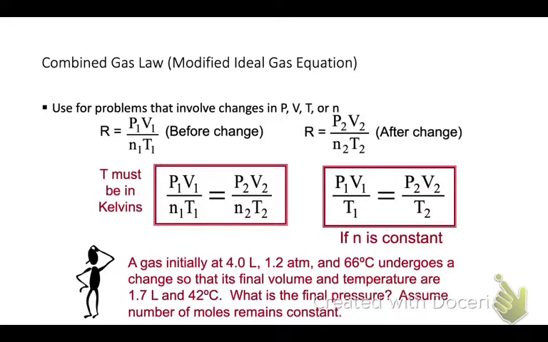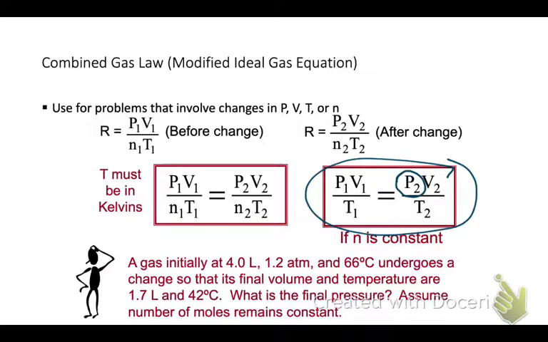A gas is initially at 4 liters, 1.2 atmospheres, and 66 degrees Celsius. You see here, I am giving 3 parameters of before. It undergoes a change so that the final volume and temperature are 1.7 liters and 42 degrees Celsius. They changed the volume and the temperature. What is the final pressure of the gas? Assume the number of moles remains constant. There is no mention of adding or losing, so I'm going to choose to use this one here, and what I am solving for is P2.